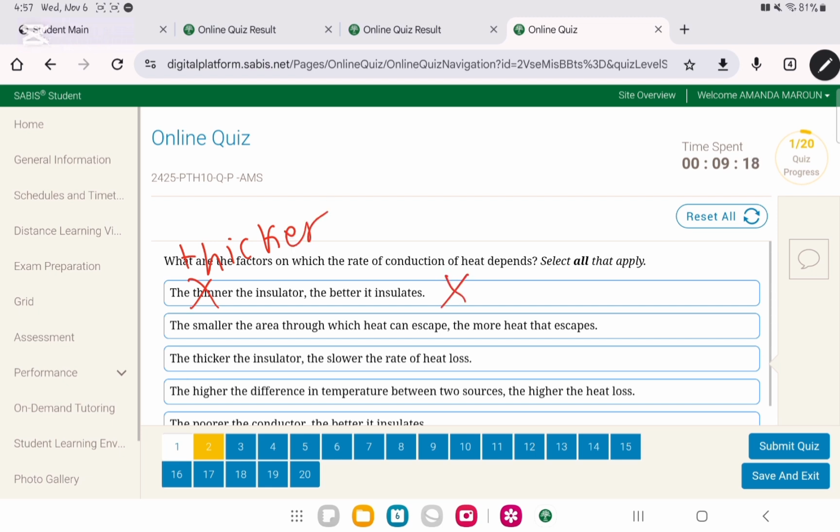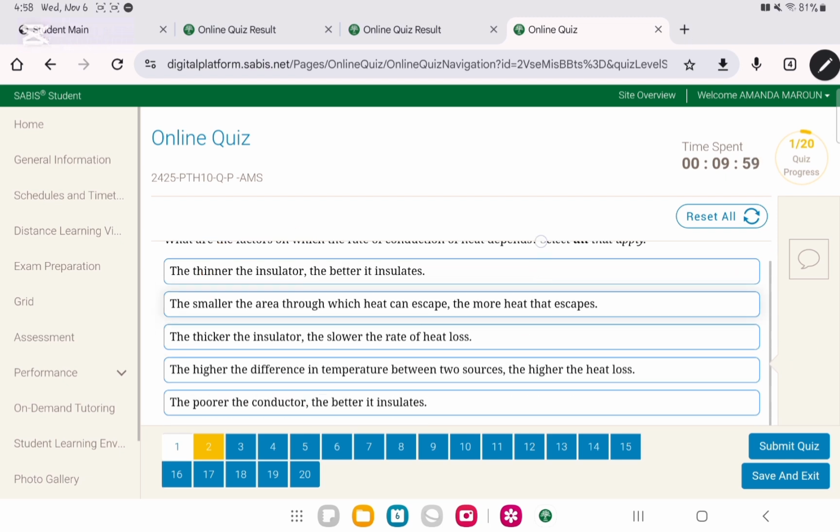Second one, the smaller the area through which heat can escape, the more heat that escapes. So you're telling me if we have, for example, a glass of water like this and a glass of water like this, definitely the heat is going to escape more from the one with the larger surface area. So the smaller the area through which heat can escape, the less, not the more, the less heat that escapes. So the first two are wrong.